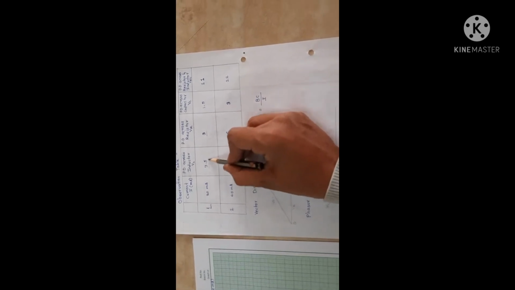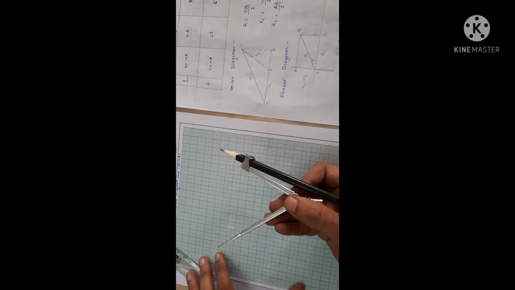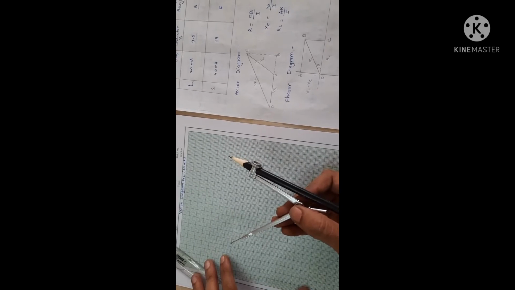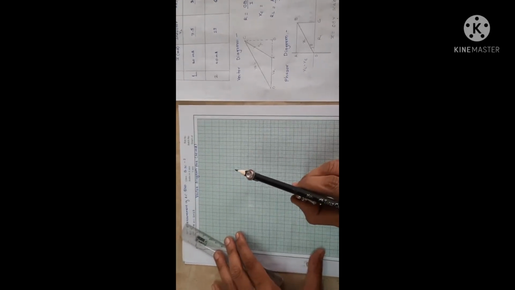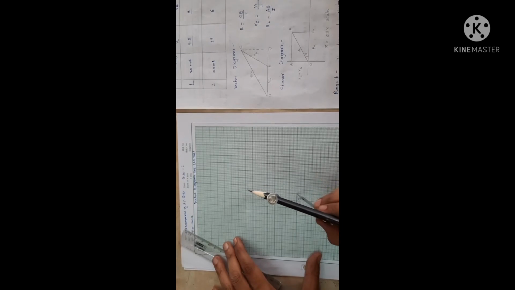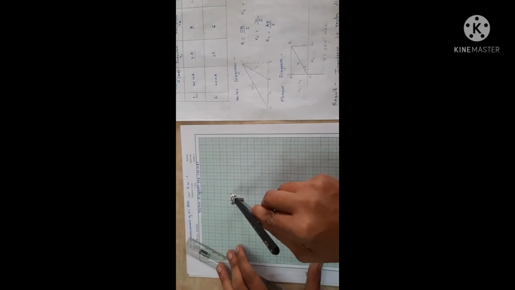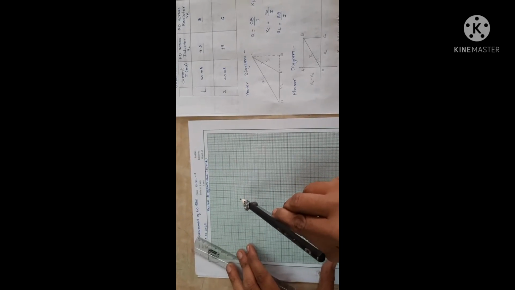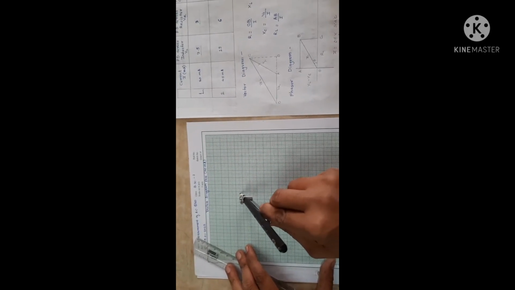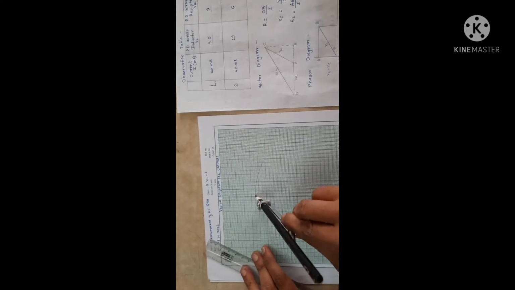Now I am going to draw VL with the help of a compass. And what is the value of VL? VL is 9.5 volt. I have taken 9.5 centimeter in the compass and I will put the pointed edge on VR, or at point A, and draw one arc.